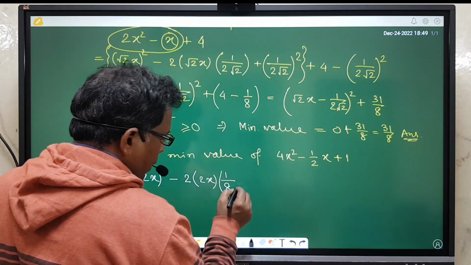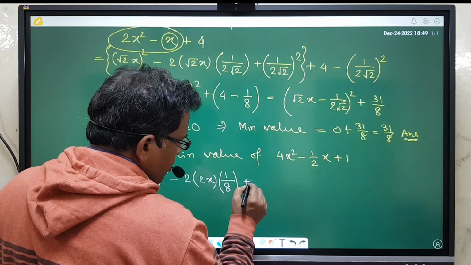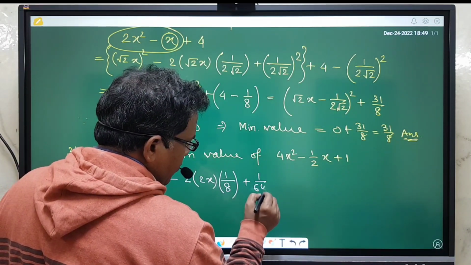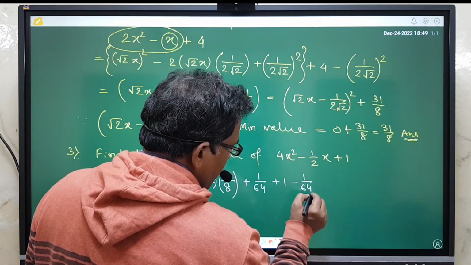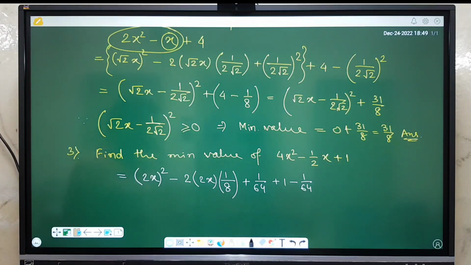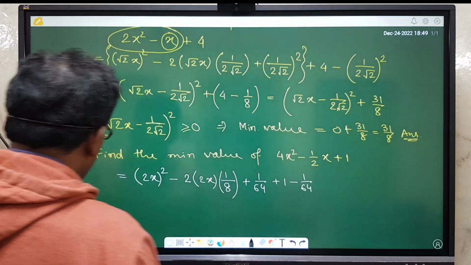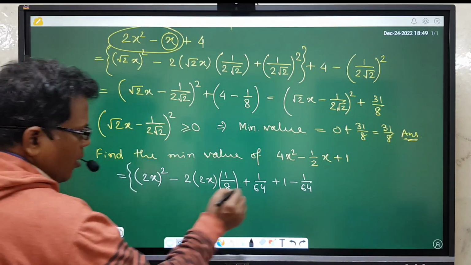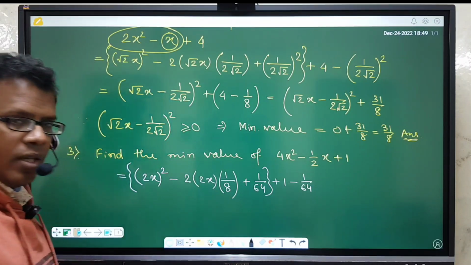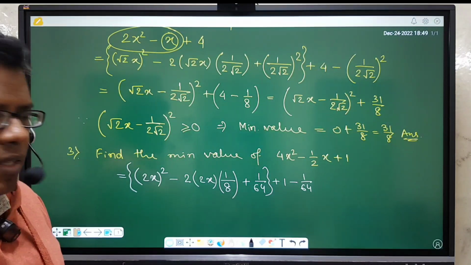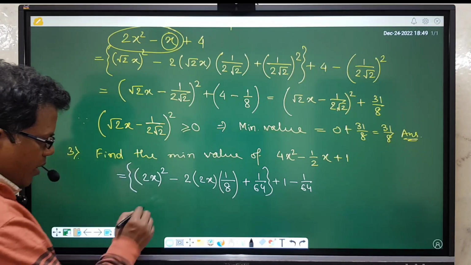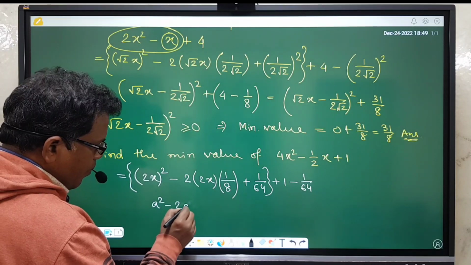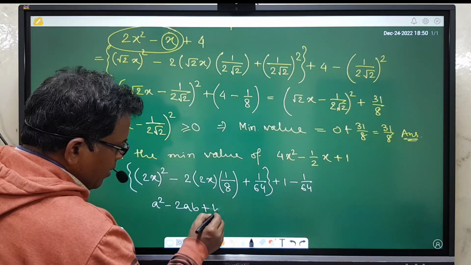So in that argument b becomes 1 by 8. So squaring of b will be 1 by 64, meaning I have added 1 by 64, so I need to subtract 1 by 64. Are you getting this logic? So this much can be written as a square minus 2ab plus b square. This part can be written as a square. Pardon?